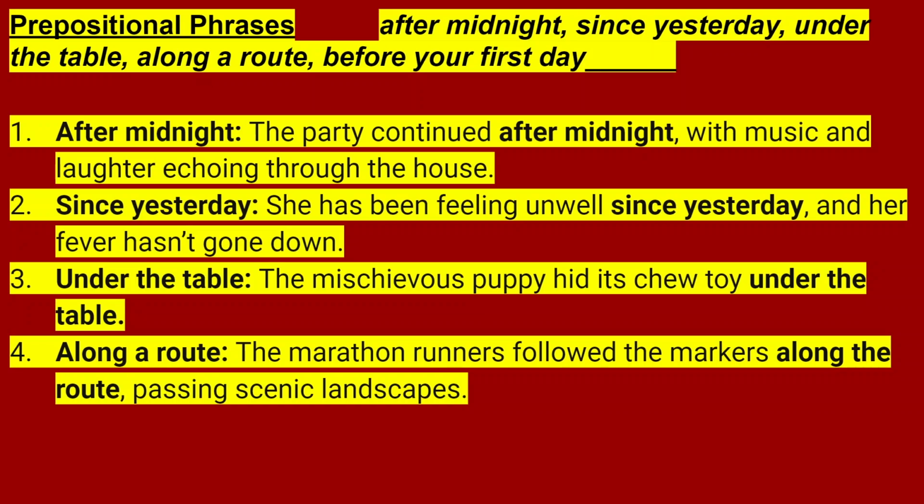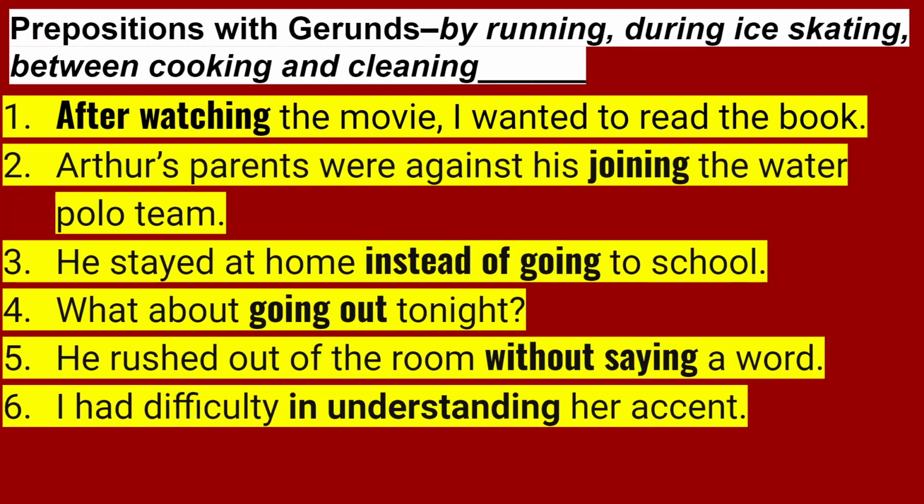Number 4, along a route. The marathon runners followed the markers along the route passing scenic landscapes. So there were markers and they had to follow those markers not to go out of the track. Along a route. Next, prepositions with gerunds. By running, during ice skating, between cooking and cleaning.